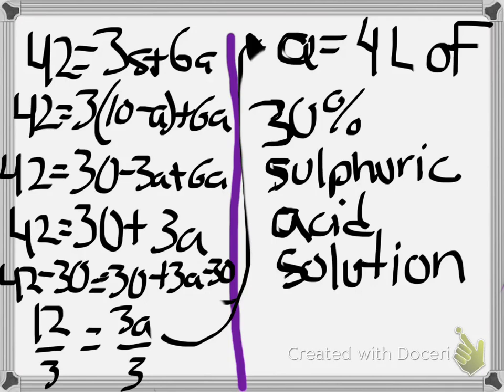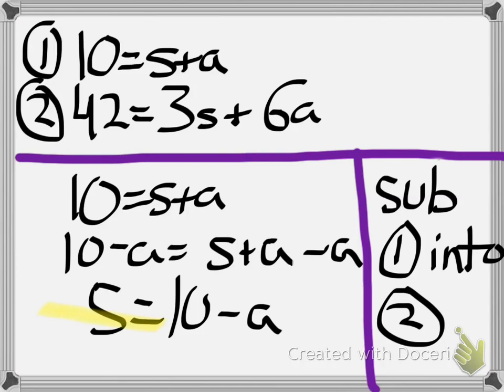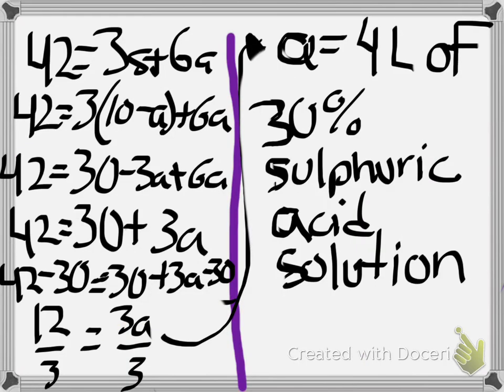And now, the second equation is 42 equals 3S plus 6A. For S, you put in 10 minus A because that is what we got here. So it ends up being 42 equals 30 minus 3A plus 6A. Negative 3A plus 6A equals 3A, so we get 42 equals 30 plus 3A.